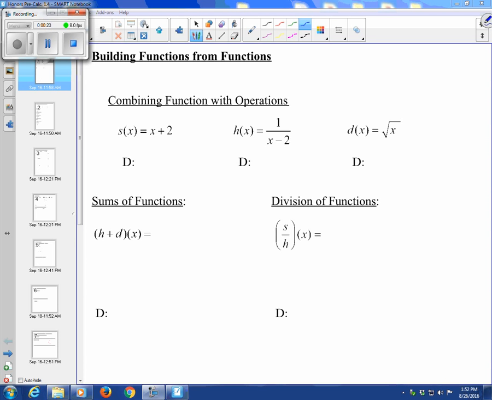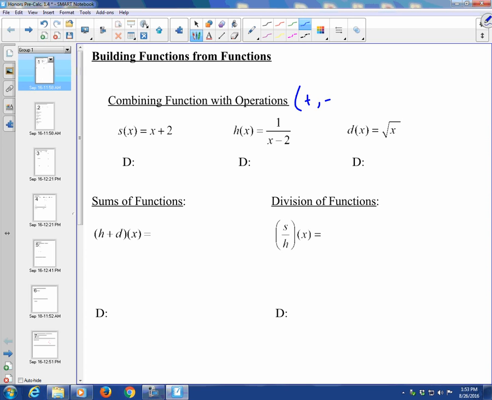When we're combining functions with operations, that means that we're going to be combining the equations that define those functions with addition, subtraction, multiplication, and division to get our new functions. Right here we've got an initial set of functions, s of x, h of x, and d of x.